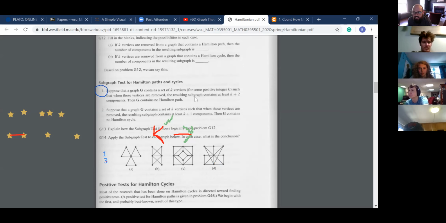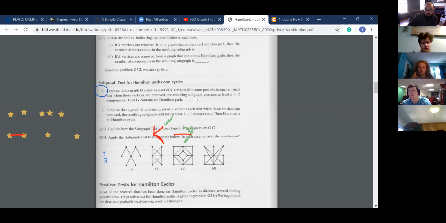Wait, so what are we trying to answer? That it can't contain a path, right? There's no question. So if you cut it and there were k plus 2 components, you could never have a path. And by cut it I mean delete vertices. If you delete vertices and you get k plus 1 components, then there could not possibly be a cycle, because if there were, the max you could get is k. For a path, the max you could get is k plus 1.